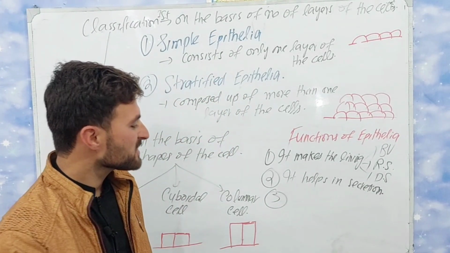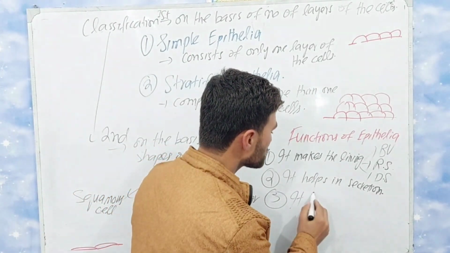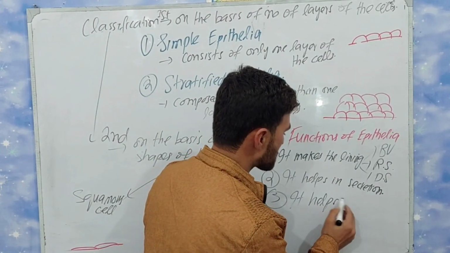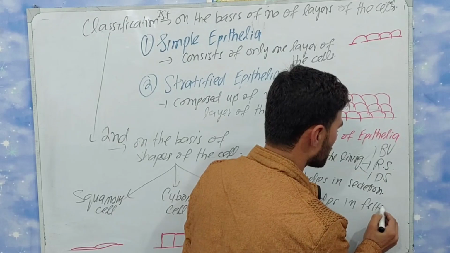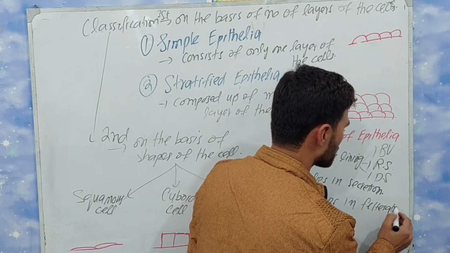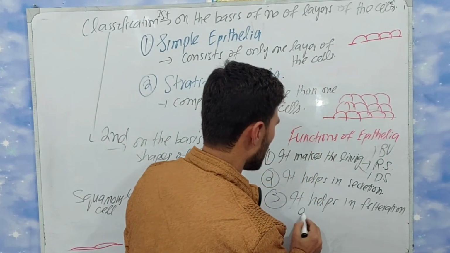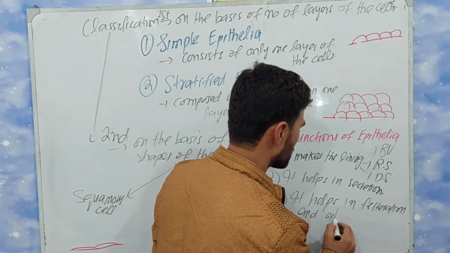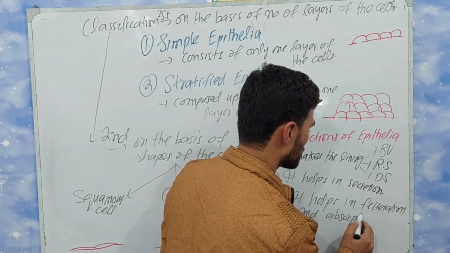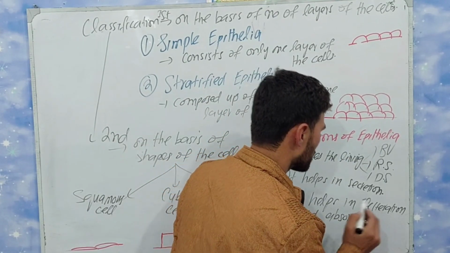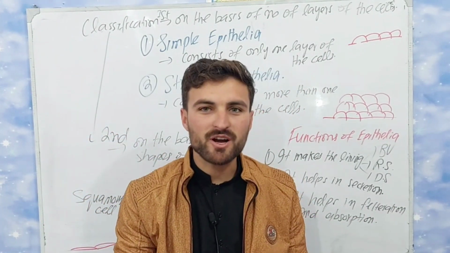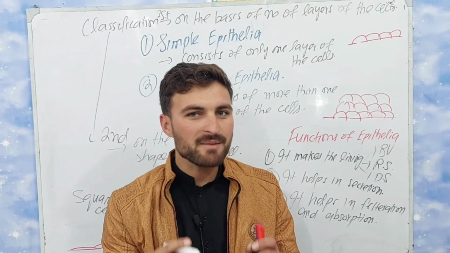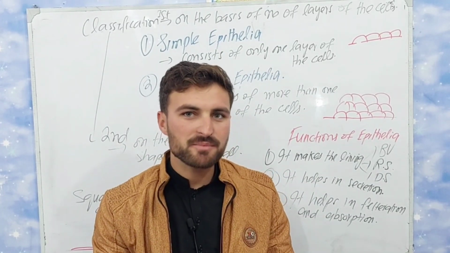The third function is that it helps in filtration and absorption. Actually they are present in the nephron, so they help in filtration and absorption.